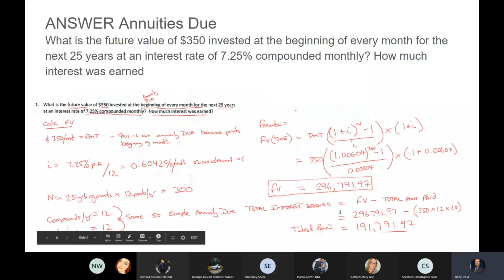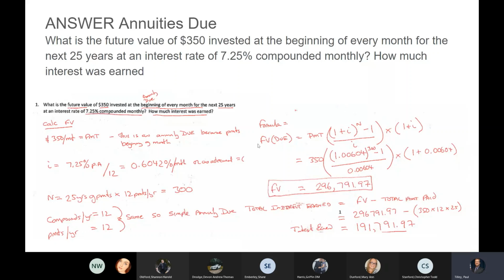The N is 25 years, 12 payments a year. 12 times 25 is 300. And as I say, the compounds per year and the payments per year are the same. So it's an ordinary simple annuity. So we just use this formula for that, the future value. And because it's an annuity due, we multiply it by 1 plus I.